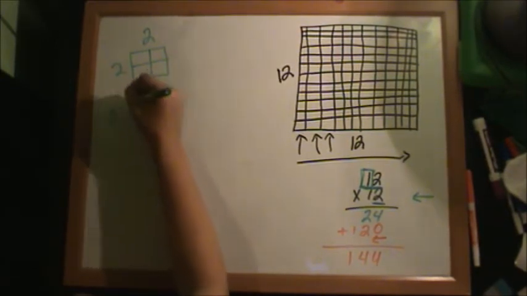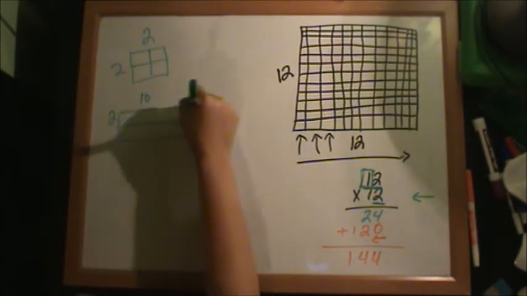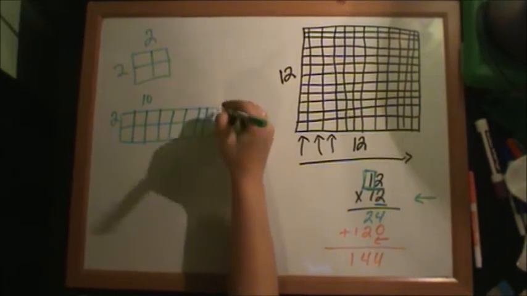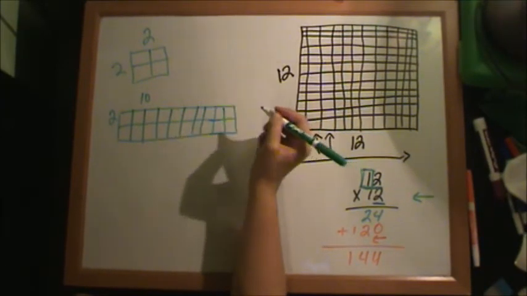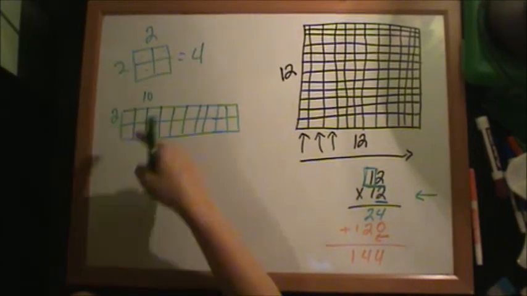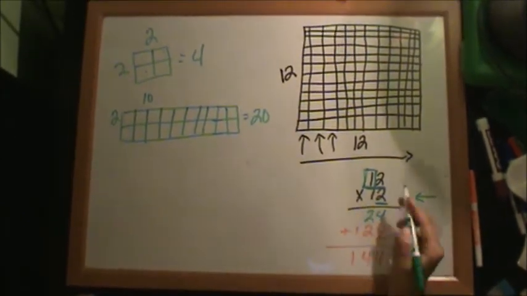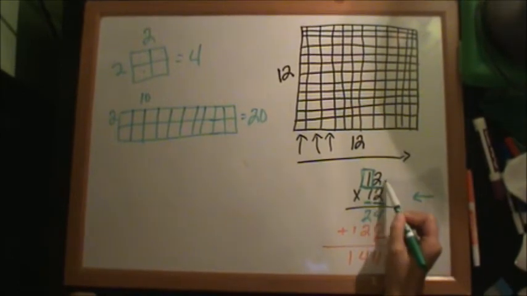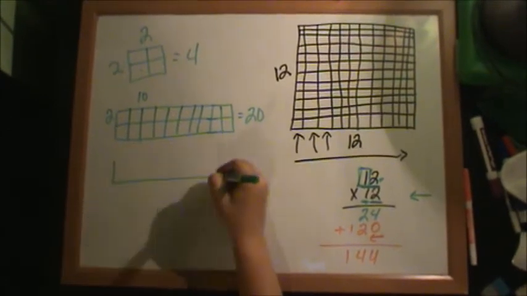Doesn't really matter, but for sake of room. 1, 2, 3, 4, 5, 6, 7, 8, 9, 10. Okay, so this is 2 times 10. So we know that this is 1, 2, 3, 4, and this is 20. I would count them, but we know it's 20. Okay, so now we do it again. 1 times 2. Is this 1 times 2? No, it's 10 times 2 because of place value. It's in the tens place. 10 times 2, so we're going to do the exact same thing again.